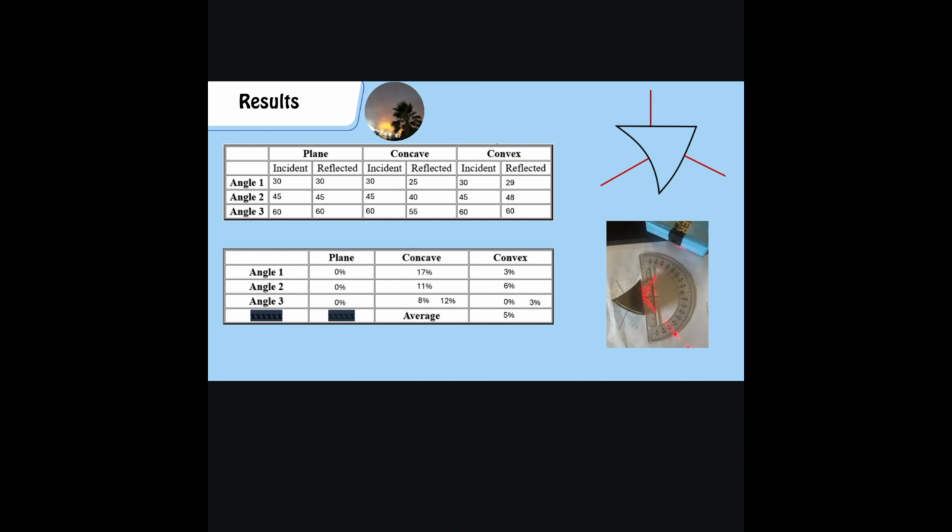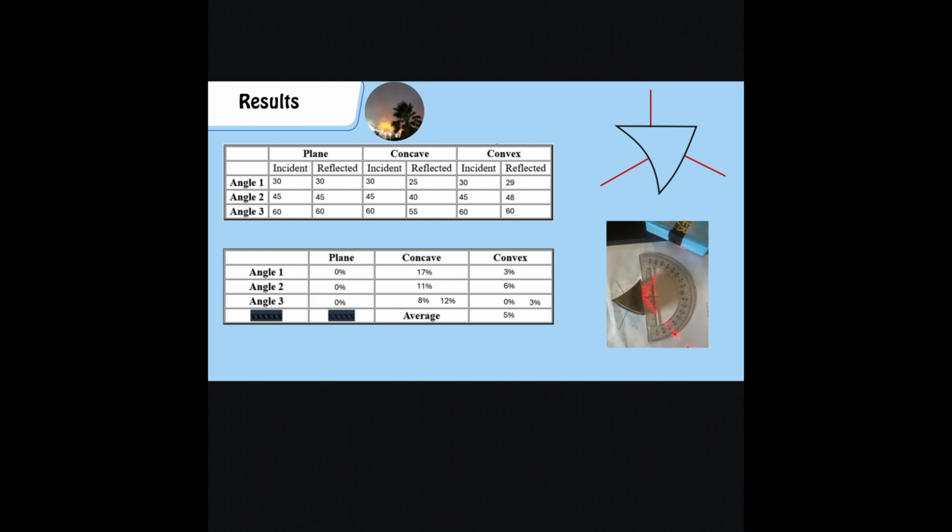So for the very first experiment, as we discussed in the procedure, we measured the incident angle, the angle that's coming in, and we then measured the reflected angle, which is the angle that's reflected off the mirror. By the way, we used a three-way mirror. The diagram is available on the top right side of the screen. And as you can see, there were three sides: plane, concave, and convex.